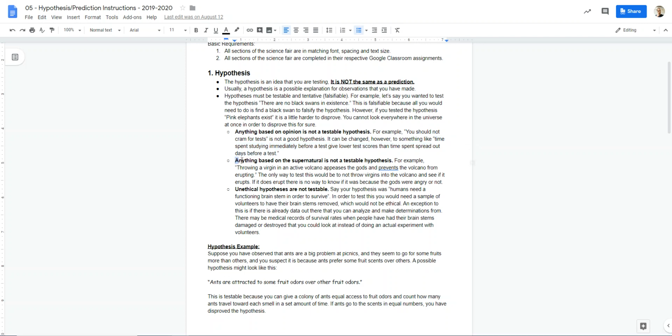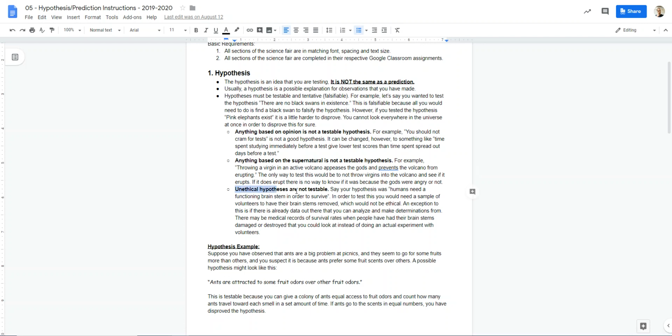The next big bad category would be anything based on the supernatural. So my favorite example is this one. Throwing a virgin into an active volcano appeases the gods and prevents the volcano from erupting. Well, we can't know what appeases the gods because we don't have a way to measure the supernatural. So that's not a hypothesis that would work.